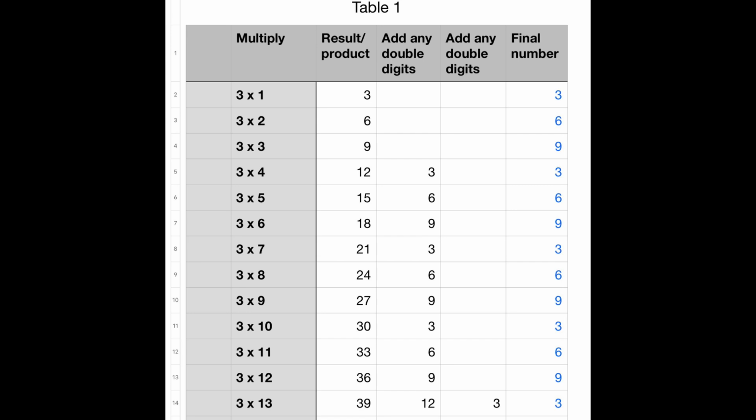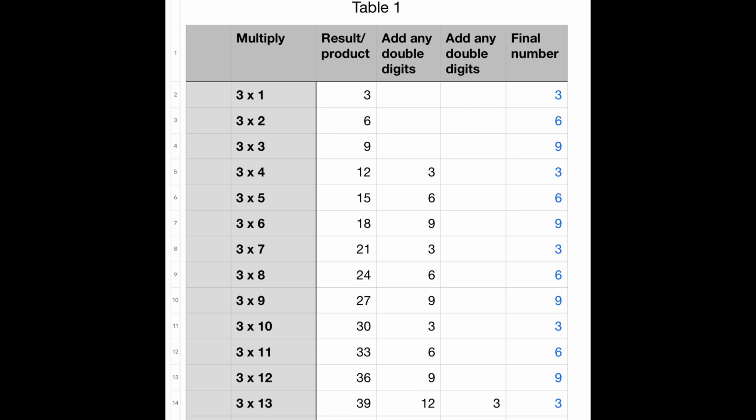So where we have 3 times 4, which is 12, you notice you're now going to have 1 plus 2 is going to be 3. And then 3 times 5 is going to be 15. So 1 plus 5 is going to be 6. 3 times 6 is going to be 18. And the 1 plus 8 is going to be 9. There is a pattern here. If you continue down, 3 times 7 is 21. When you add the 2 and the 1, you're going to get 3. When you do 3 times 8, which is 24, you add the 2 and the 4, you're going to get 6. When you do 3 times 9, you're going to get 27.